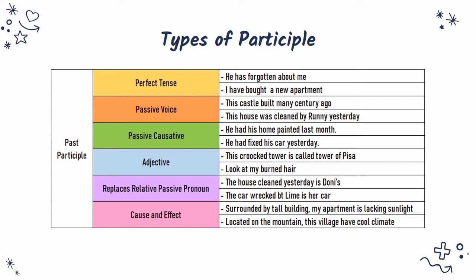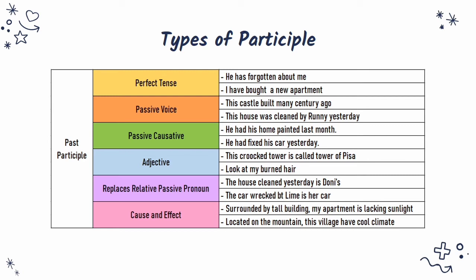Past participle passive causative. For example, he had his home painted last month. 2, he had his car fixed yesterday. Past participle adjective. For example, this crooked tower is called the Tower of Pisa. 2, look at my burnt hair.